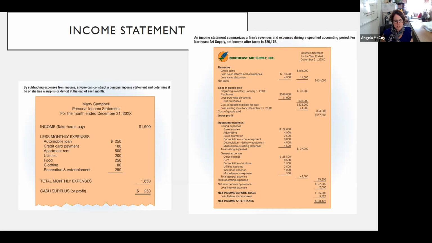They are generally divided into two categories: selling expenses and general expenses. Selling expenses are costs related to a firm's marketing activities. And for Northeast, selling expenses totaled $37,000. So right here, you look at the salaries, advertising, sales promotion, depreciation, all that equals $37,000. General expenses are costs incurred in managing the business. For Northeast, the general expenses, so when we look at salaries and rent, furniture, utilities, it's going to equal $42,500.